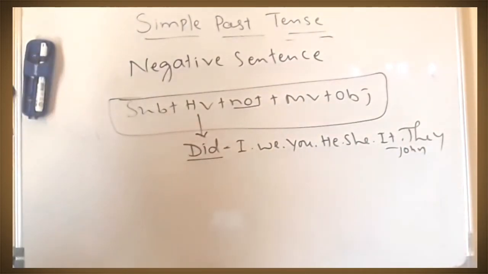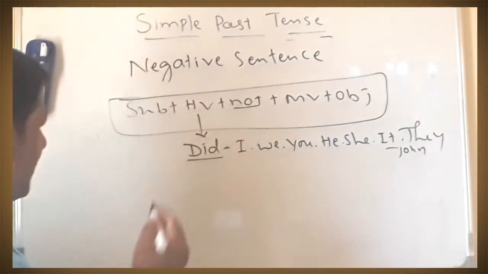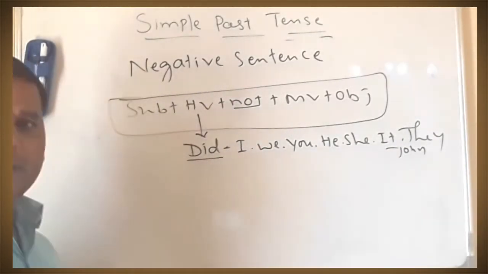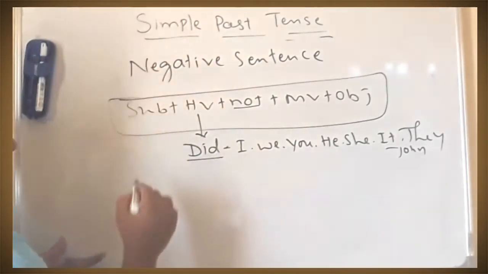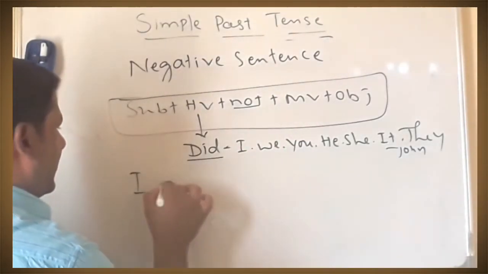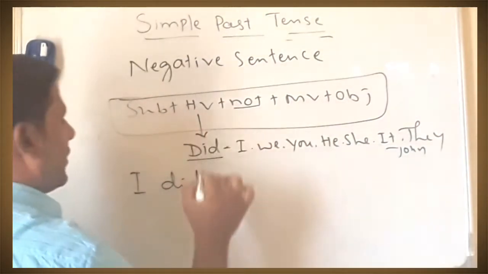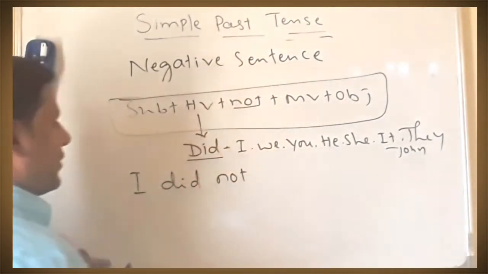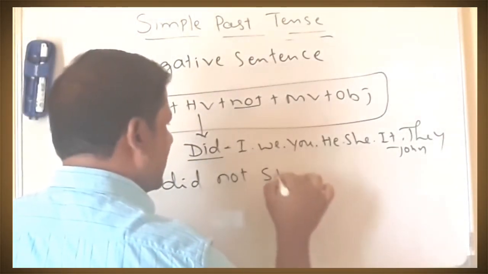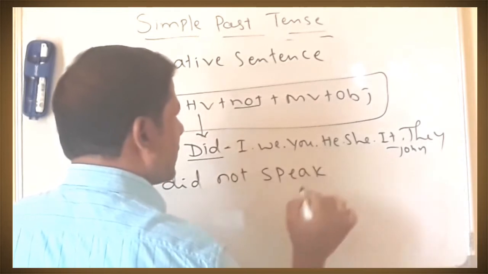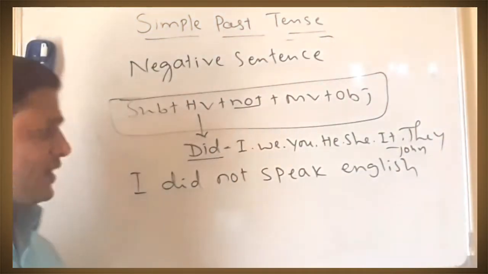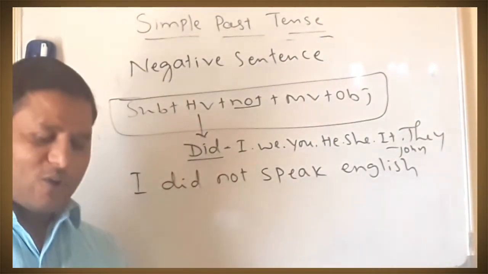So now let's see the sentence. First one, I spoke English. The same sentence you have to take and make it into a negative sentence. First we will take the subject as I, next the helping verb did, next, because it is a negative sentence, we have taken not. I did not, main verb speak, next English. So you may have confusion that it should be spoke, but not like that.